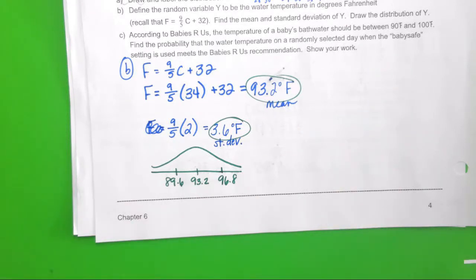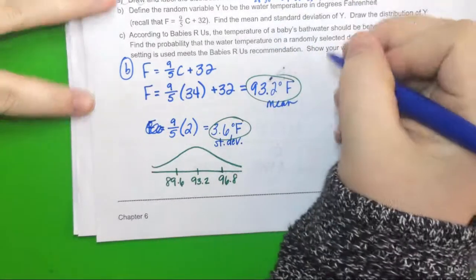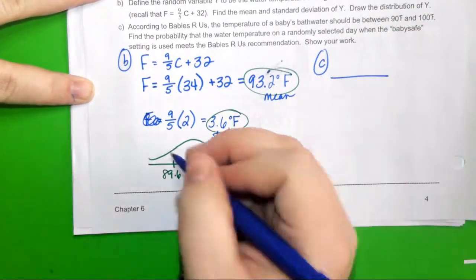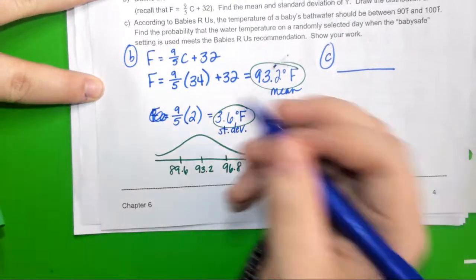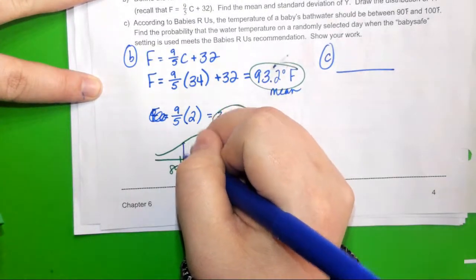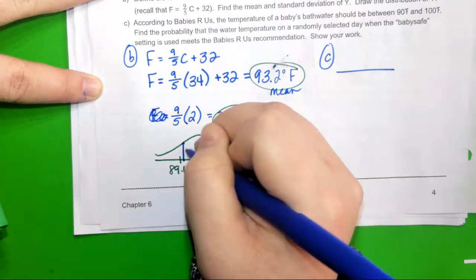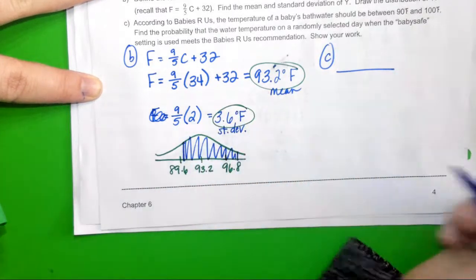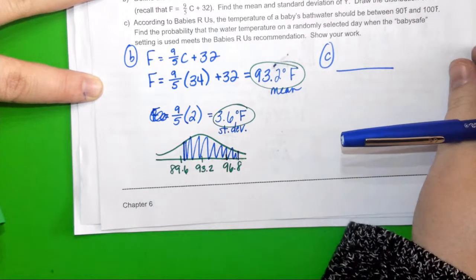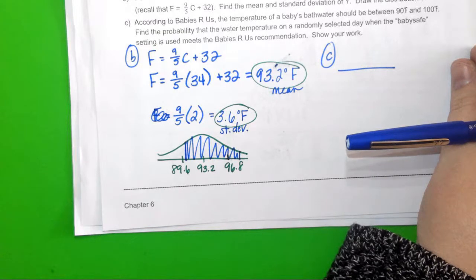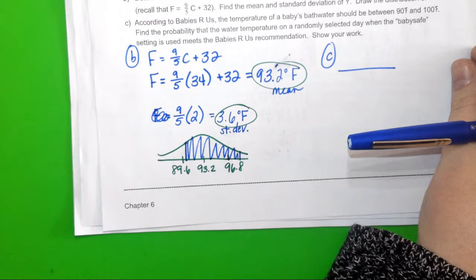Now, as for part C, it asks what's the probability that, I'll just use the one I've already drawn, the probability that we're between 90 and 100 degrees. Now, since this is not following exactly where my standard deviations are heading, I can't use that lovely, lovely empirical rule. God, I love it, but it won't work.